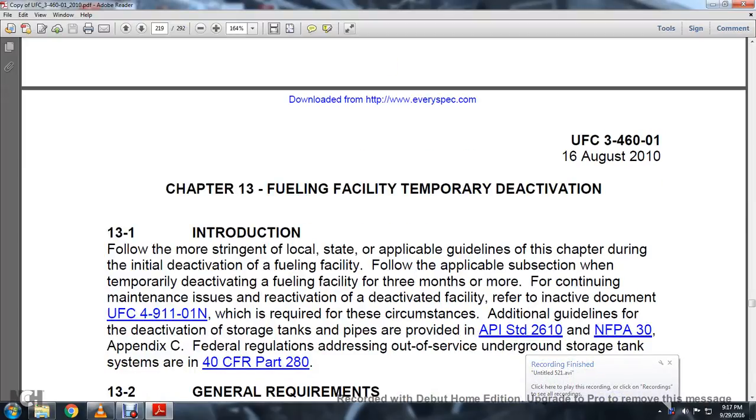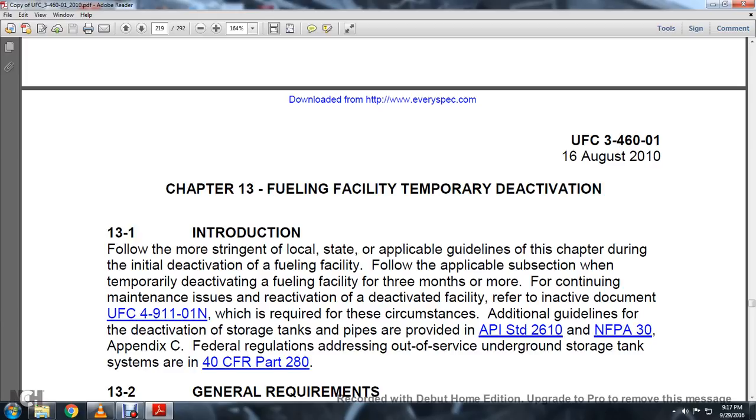Chapter 13, Fuel Facility Temporary Deactivation. Introduction: follow the more stringent of the local, state, or applicable guidelines. This chapter covers the initial deactivation of the fueling facility, the applicable subjects, and temporary deactivation of fueling facilities for 3 months or more, with continuing maintenance issues and reactivation of the deactivated facility.